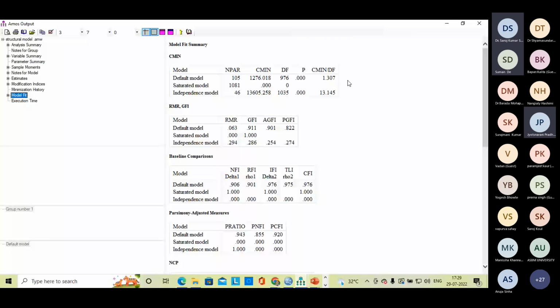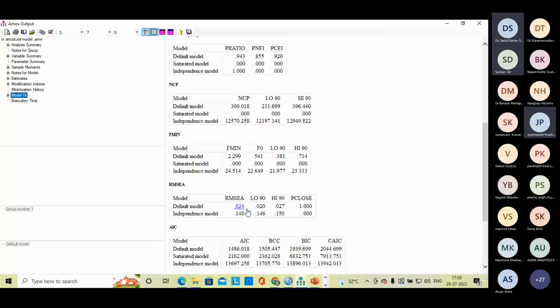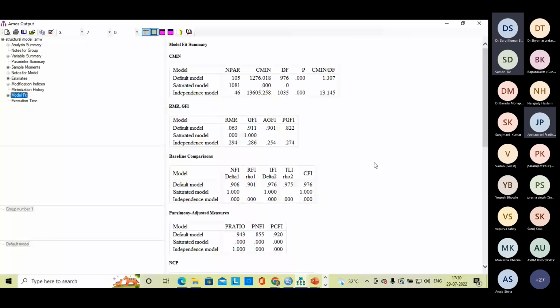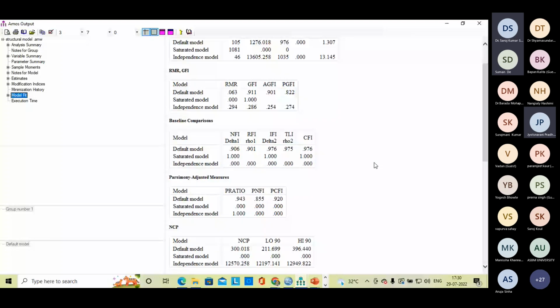The RMR should be less than 0.05, but most authors say it can be accepted if it is less than 0.08. So it is accepted. Now coming to RMSE, it should be less than 0.05, though it can be accepted if it is less than 0.08. So here also it is close fitting. So these fit indices are saying my model is close fitting. Which model? The structural model is closely fitting or acceptably fitting, except for one, chi-square, which should be insignificant.